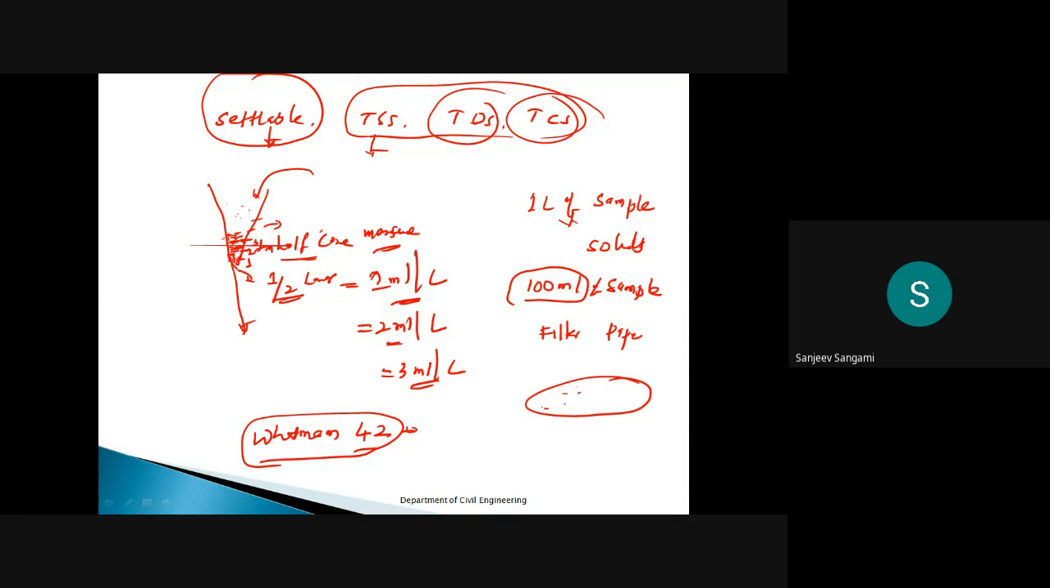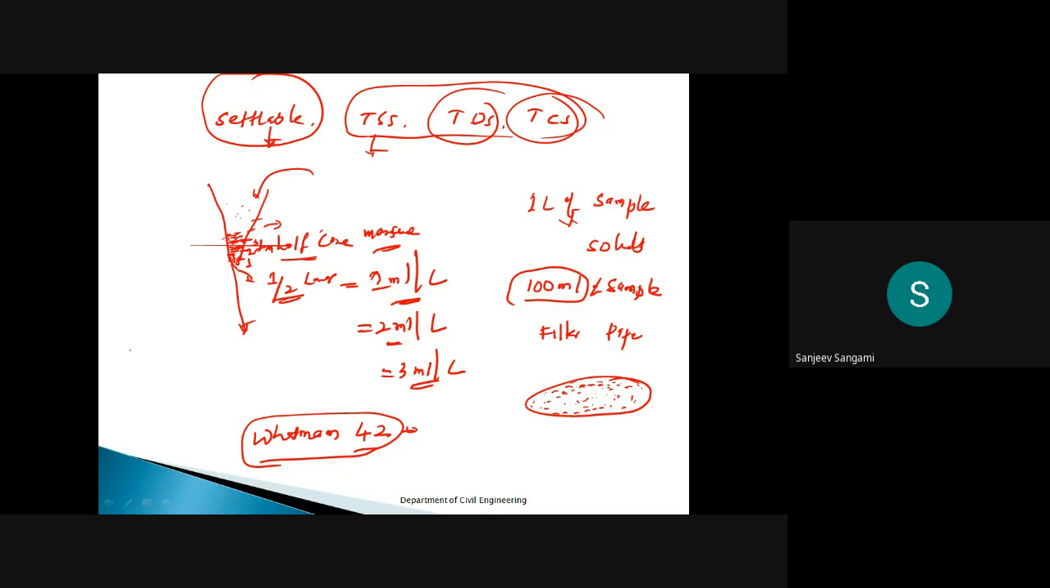So once you filter it, some of the solids are going to settle at the top of this filter paper. At the top of the filter paper, you can see some of the solids are going to settle on or retain on this filter paper. Okay, so that is nothing but the total suspended solids. Then how to measure it?